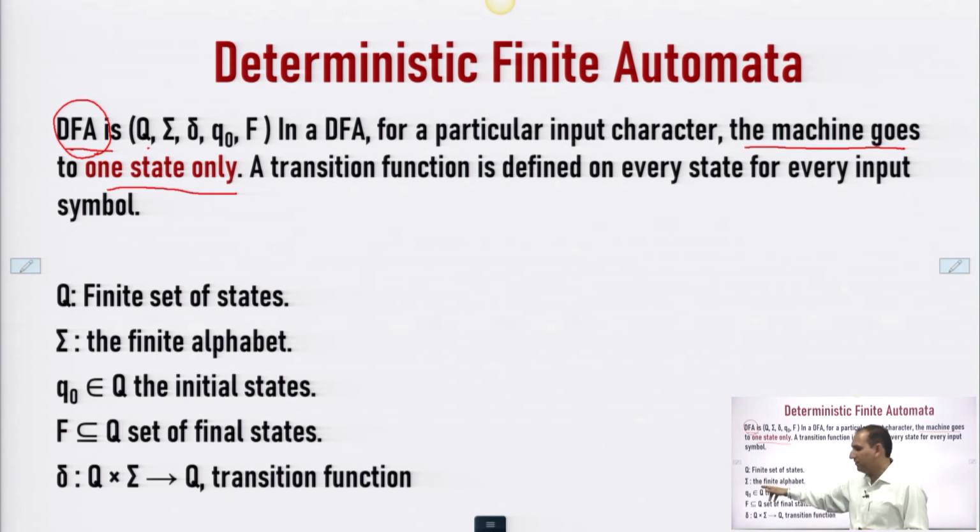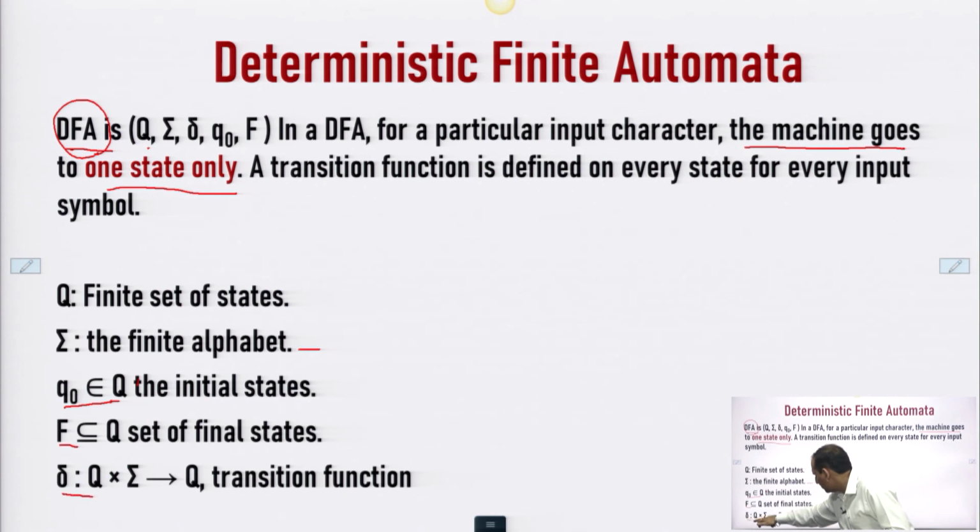Next, we have this sigma, which is the finite alphabet set. It is the input alphabet set through which we make the input, which can be A, B, 0 or 1. Third, Q naught is the initial state, which belongs to the finite set of states Q. F is the set of final states, which again belongs to Q, the set of states.